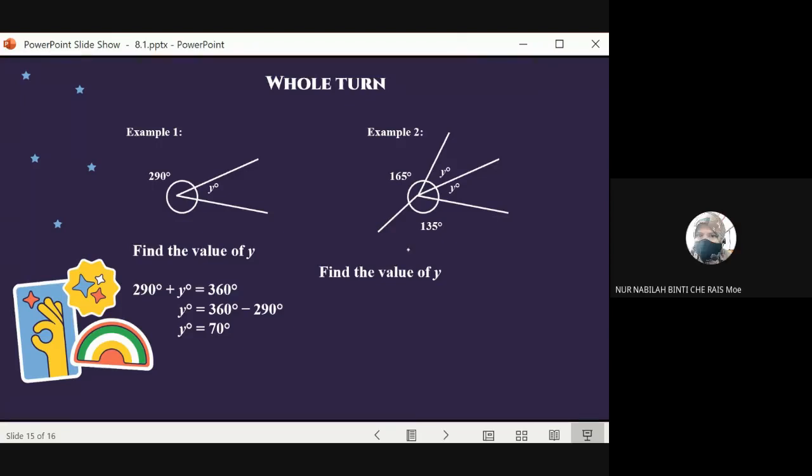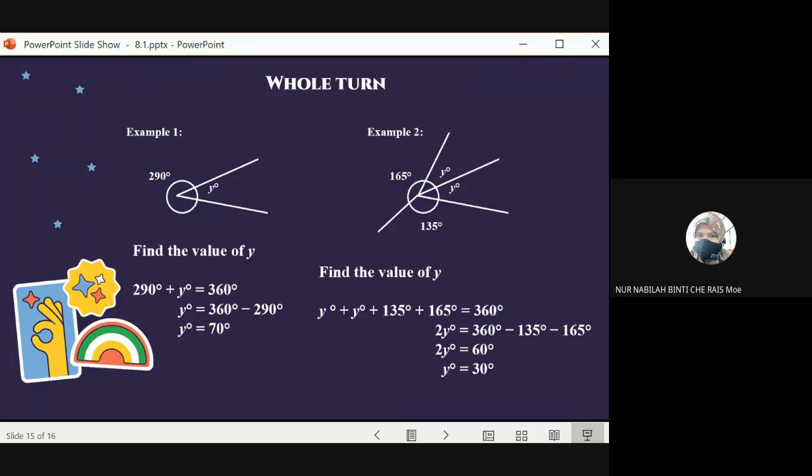Okay, look at here. We know that y plus 135 plus 165, all around here, equals 360. But remember, we have y plus y. So y plus y equals 2y. So 360, you minus 135, you minus 165, you will get 60, right? But this one is for 2y. Your answer is looking for y only. So you have to divide by 2. You divide by 2, then you will get y equal to 30 degrees.